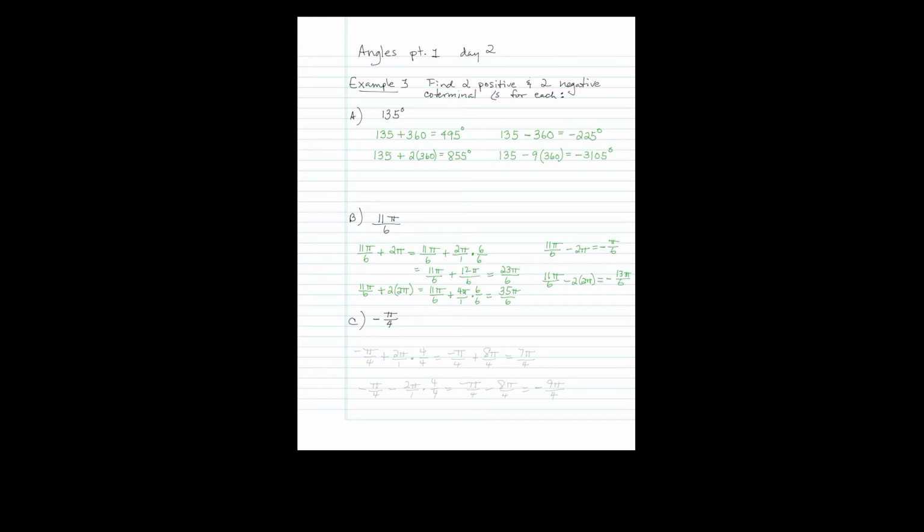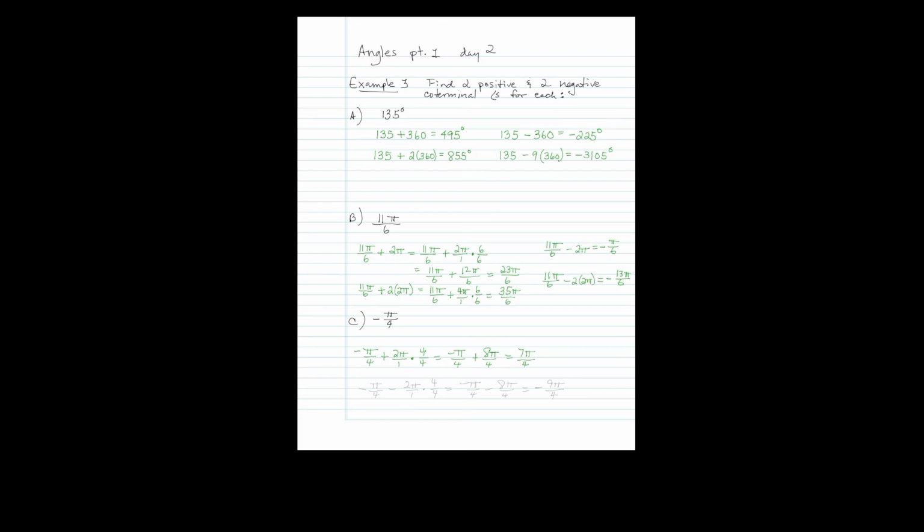Alright, let's take a negative angle, and we're not going to find two positives and two negatives, let's just do one for each. So if we took negative pi over 4 and we add 2 pi, I've got to change that to fourths, so I'm multiplying 2 pi by 4 over 4. That would be negative pi over 4 plus 8 pi over 4, and so I can see that 7 pi over 4 is a positive angle that is coterminal with negative pi over 4.